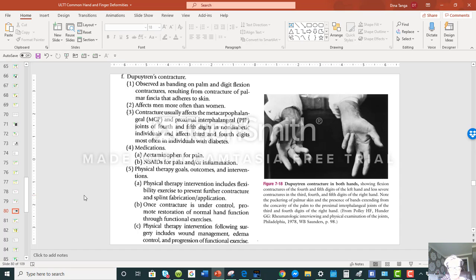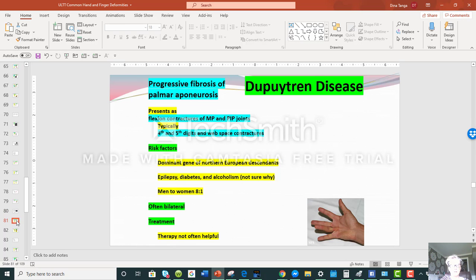Once contracture is under control, promote restoration of normal hand function through functional exercise. Physical therapy intervention following surgery includes wound management, edema control, and progression of functional exercise. Progressive fibrosis of palmar aponeurosis. Flexion contractures of the MP and PIP joints, typically 4th and 5th digits, and web space contractures.